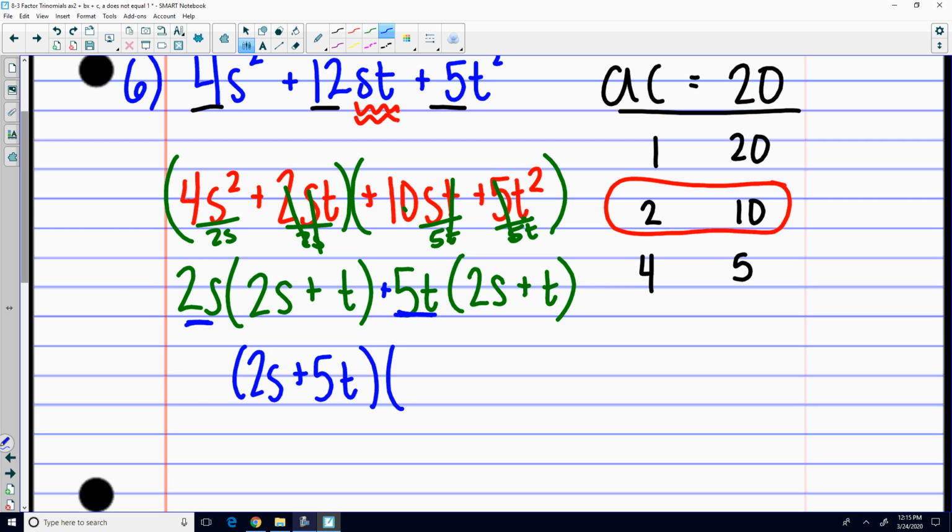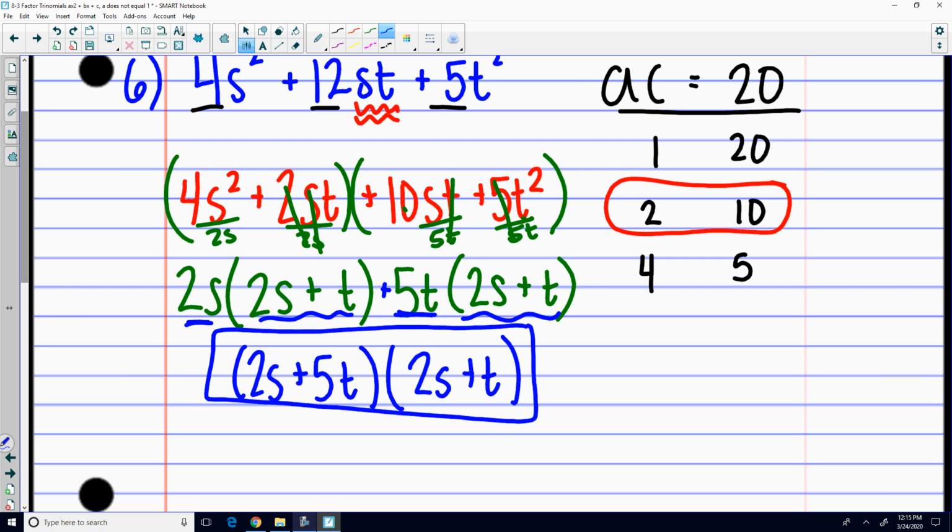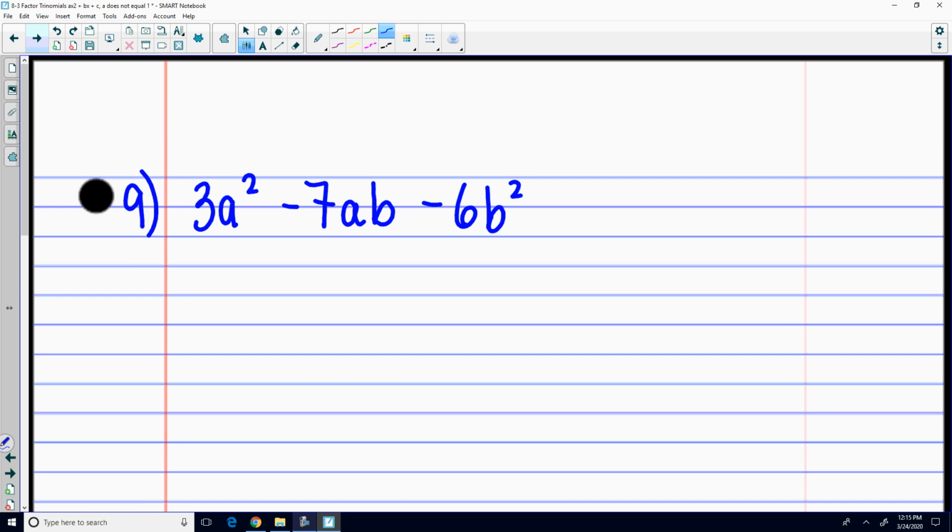And then both my middle terms matched, which is exactly what I want. So I have 2s plus t. There is your final answer. To check that, you would use the box method. All right, one more like this, and then a couple about prime, and we're good to go.